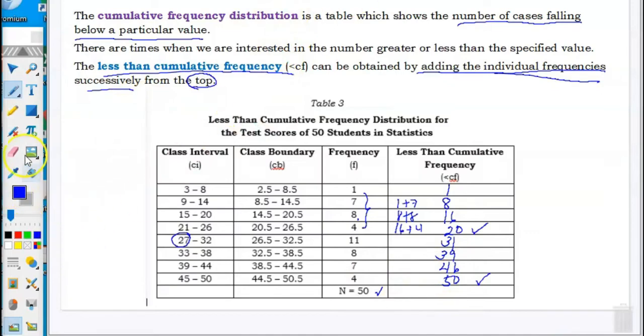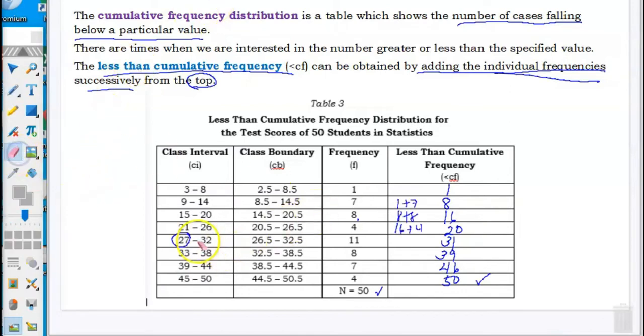Okay, let's erase some part of this so that it's not confusing. How many scores got less than 39? If it's 39, that means the scores are 39 and below. Instead of adding from here to here, we don't have to add because we already have the less than cumulative frequency. That would mean there are 39 scores lower than 39. That's the purpose of what we call cumulative frequency.